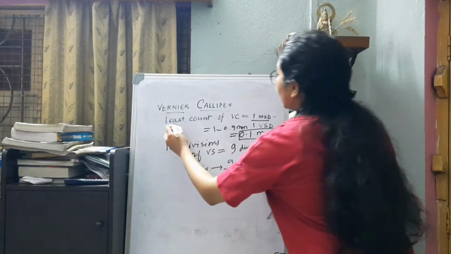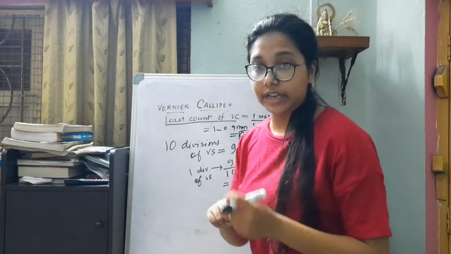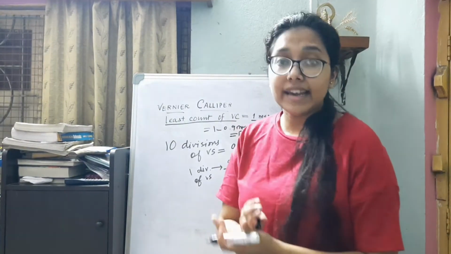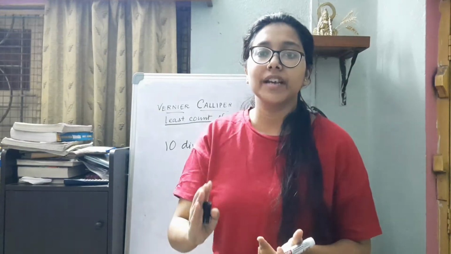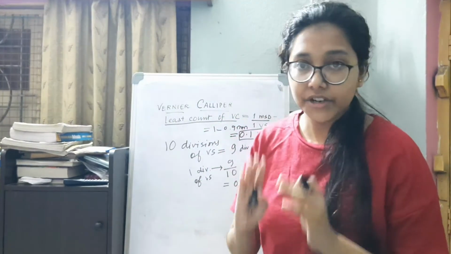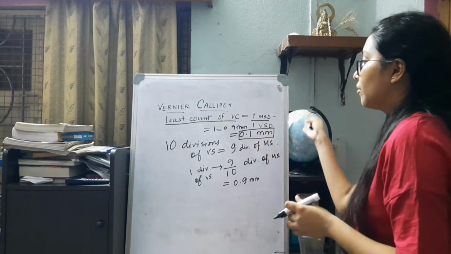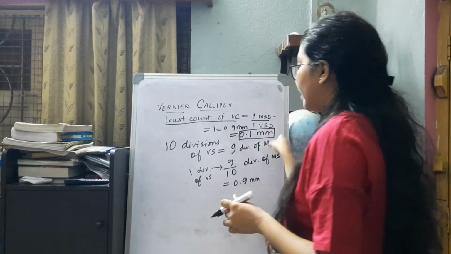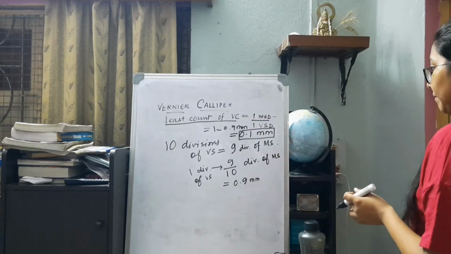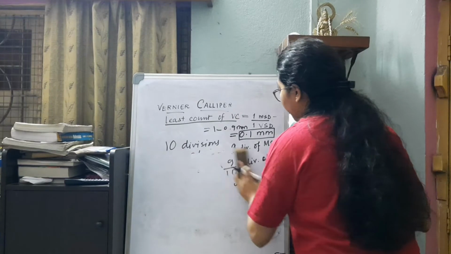This is the least count of a vernier scale, and due to this least count only, the vernier scale is able to measure length with much more accuracy and precision as compared to any ordinary meter scale, because its least count is lesser than that of an ordinary meter scale. The least count of a vernier caliper is 0.1 millimeter. Now, how do we measure the length using a vernier scale?